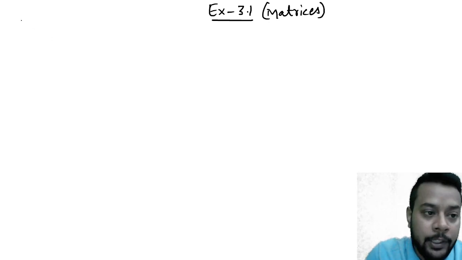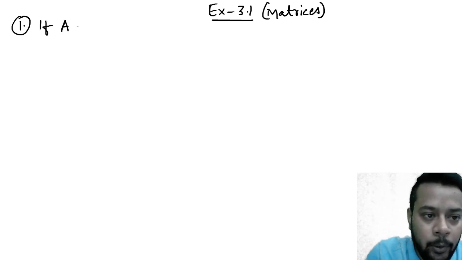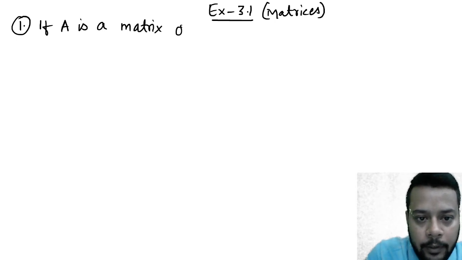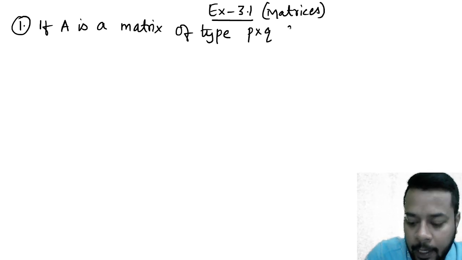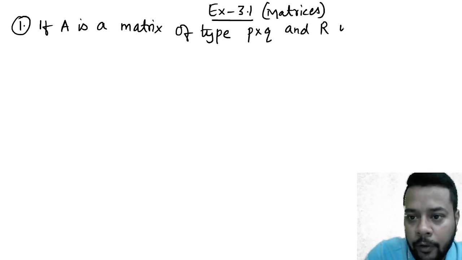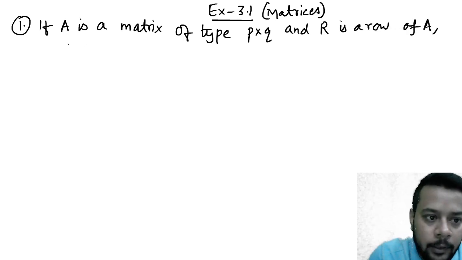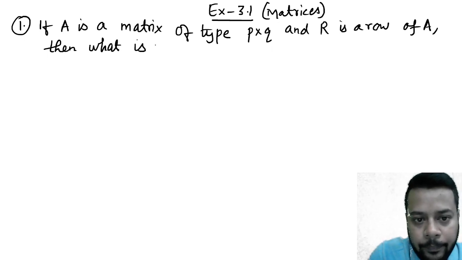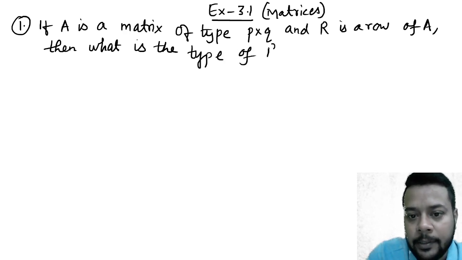So what is the very first question being asked here? It has told that if A is a matrix of type P by Q and R is a row of A, then what is the type of R as a matrix? This has been asked to you, right?